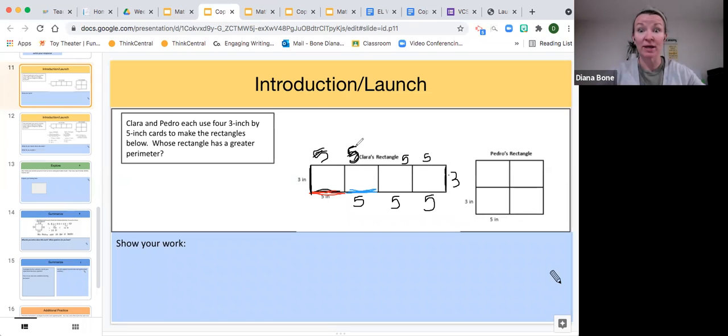3 is repeating. So let me show you what many of my students do when they see a shape like this. They know that you have to add to find perimeter. You have to add the length of all the sides.